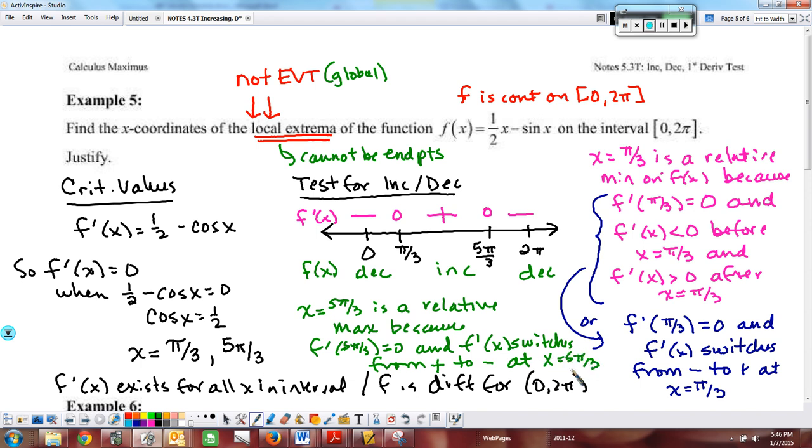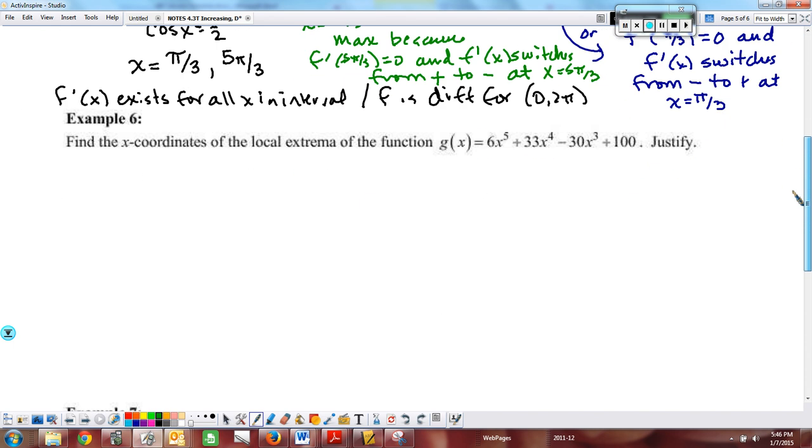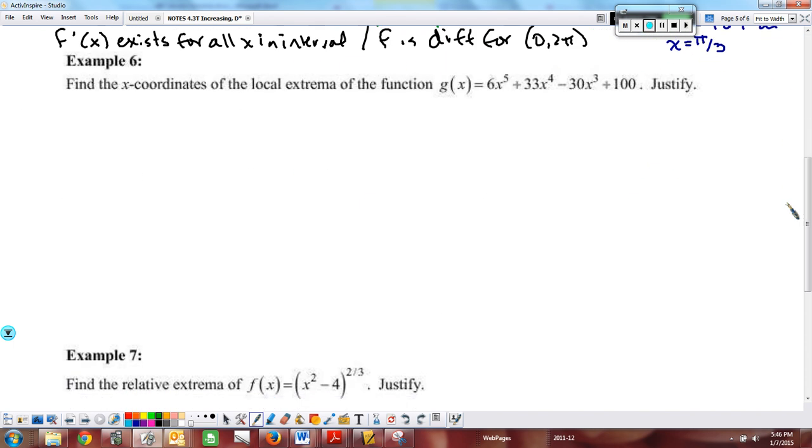Now notice I did not use pronouns. I did not say it. I didn't say x equal to 5 pi over 3 is a relative max because it was equal to 0 and it switched signs. That doesn't work. You have to say f prime of x. You have to be very clear. All right, let's look at example 6.